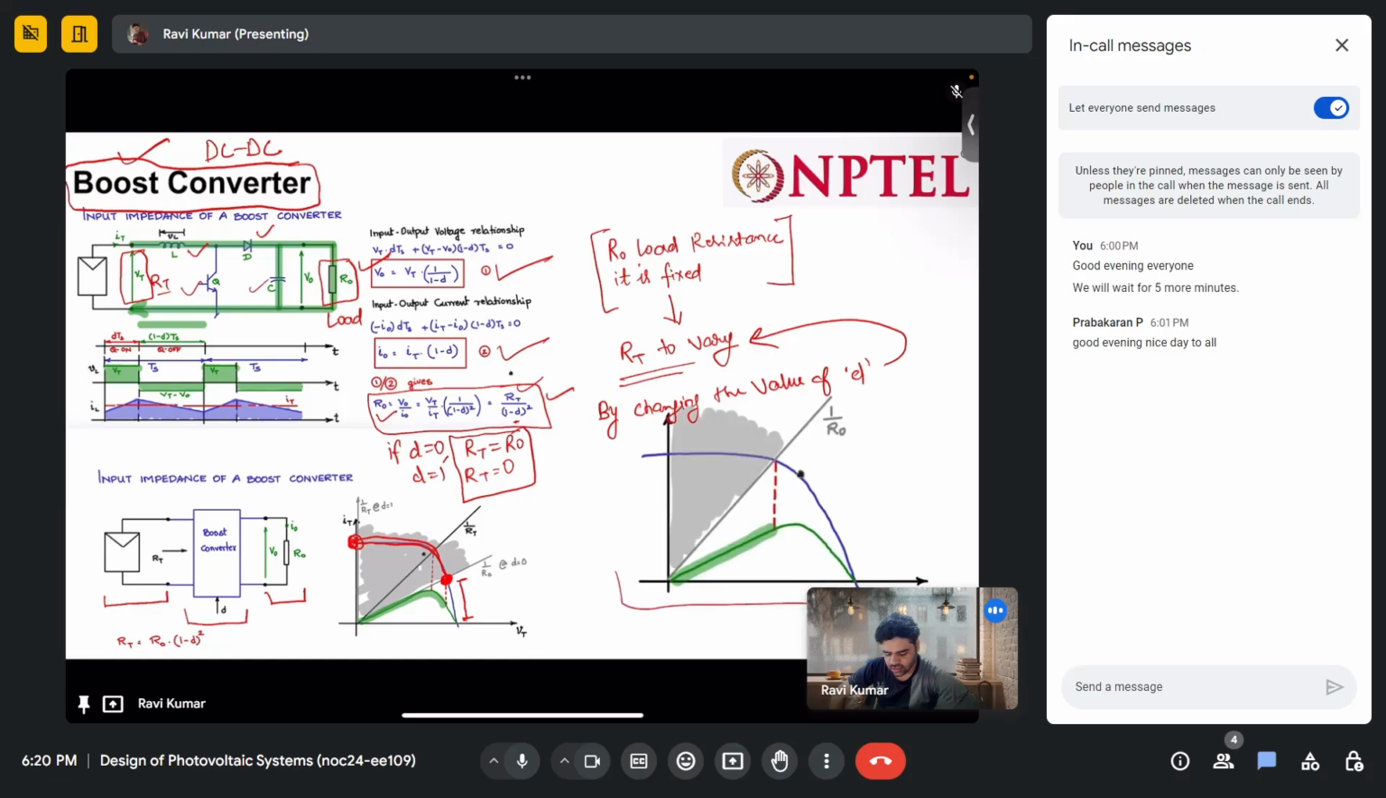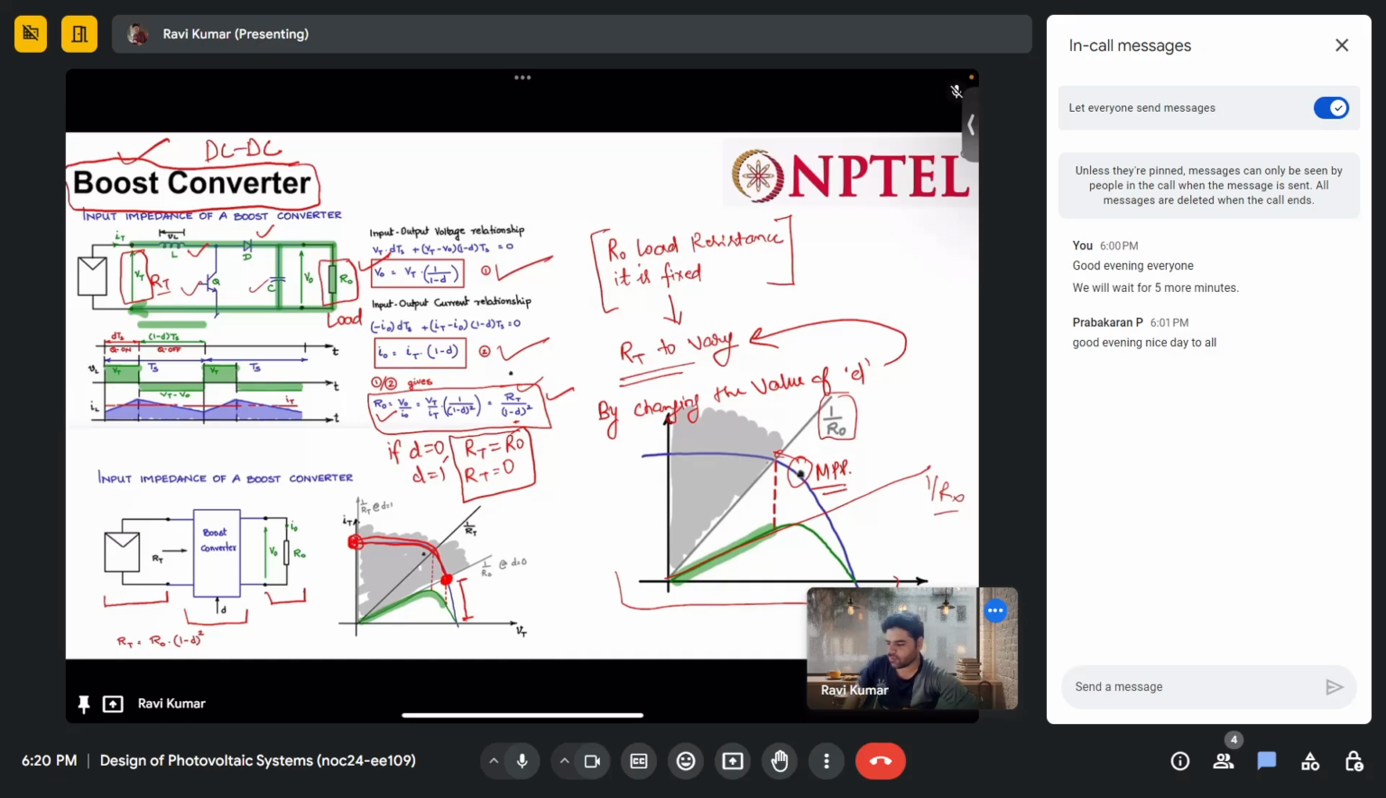Here also you can see, even if this R naught, like in this condition it was here 1 by R naught, but let's say this R naught has a very large resistance, so 1 by R naught will be here, just before the MPPT, our maximum power point. It means we are not reaching this maximum power point. It is the limitation of this boost converter.